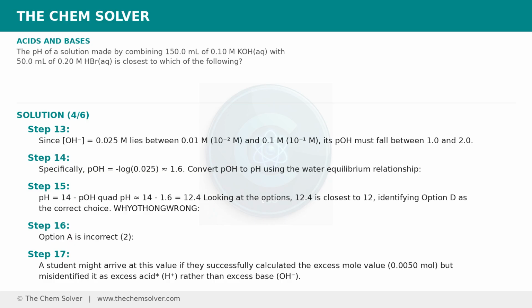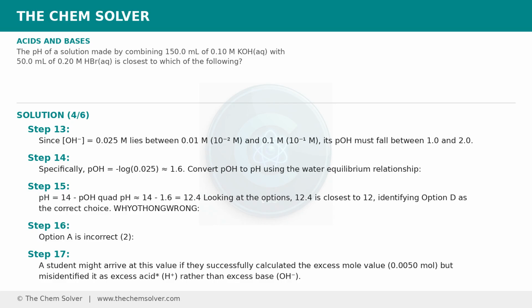Convert pOH to pH using the water equilibrium relationship. pH equals 14 minus pOH, so pH is approximately 14 minus 1.6, which is equal to 12.4. Looking at the options, 12.4 is closest to 12, identifying option D as the correct choice.